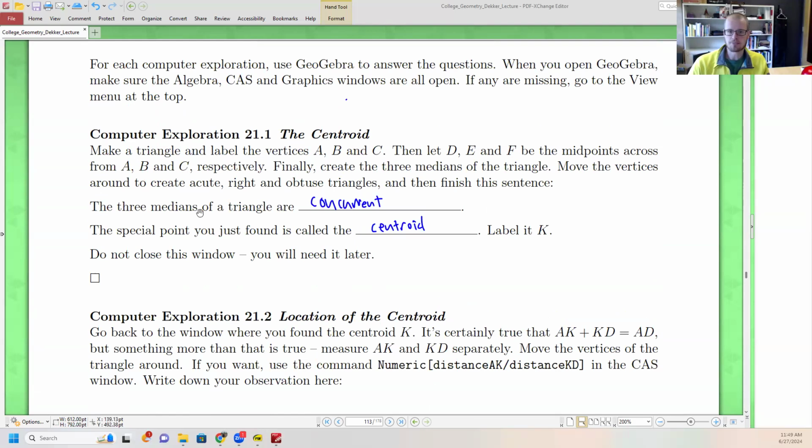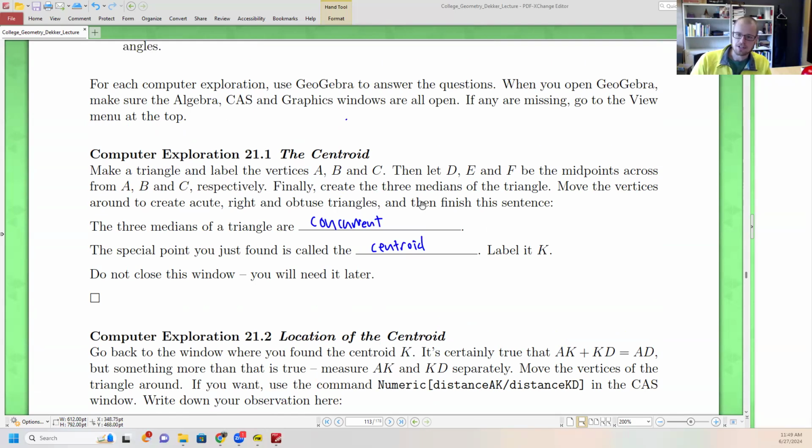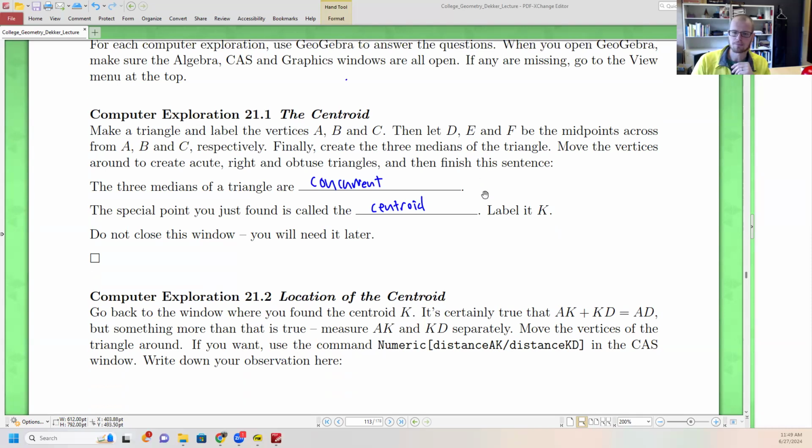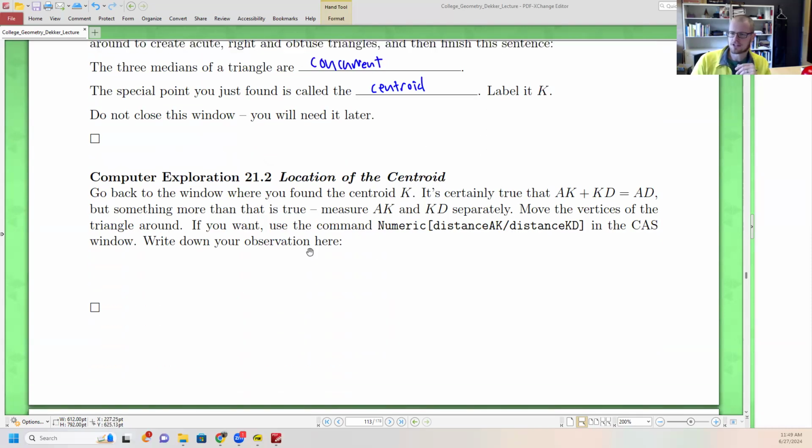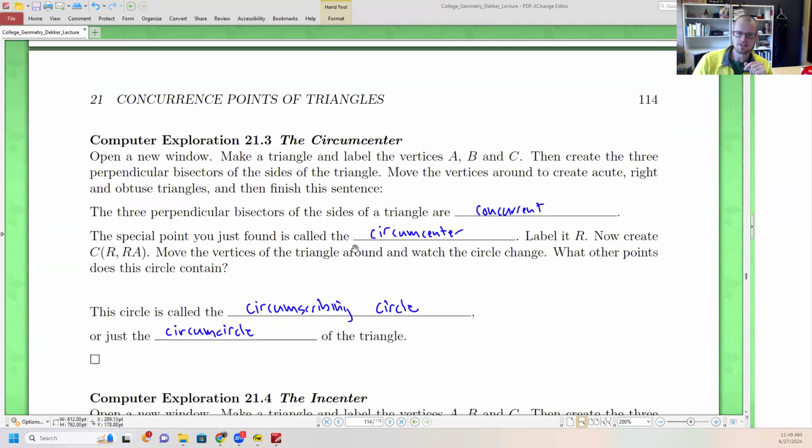For example, the three medians of a triangle are concurrent, right? I said that in the previous video, so maybe you knew that would be the word we're looking to use here. But then centroid, well, actually that one should have been relatively obvious as well. The computer exploration is on the centroid, so concurrent, centroid there for 21.1. Here, I think that you should be able to find the appropriate distances. We will find that relationship in our theorem statement, so I'm not worried about that.